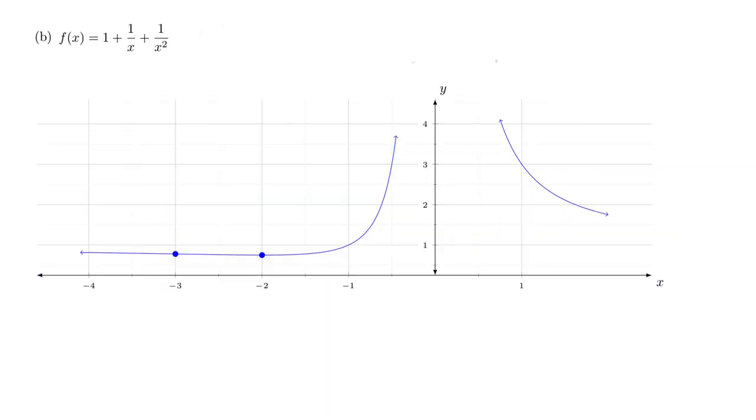Ta-da! Here it is in all its glory. And so the only thing I didn't include are the asymptotes. So here's this vertical asymptote, x equals 0. And then also we have this horizontal asymptote, y equals 1. Okay, so we see the functions are kind of leveling off to these asymptotes.